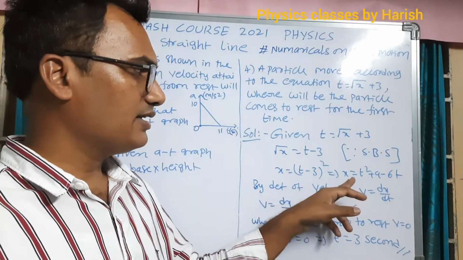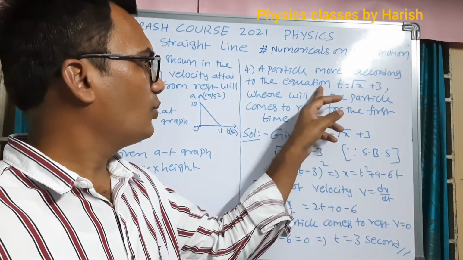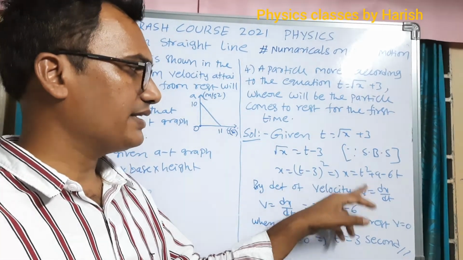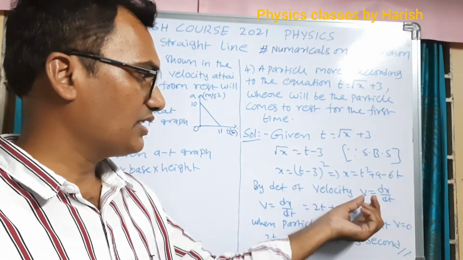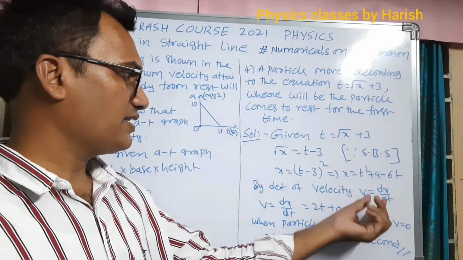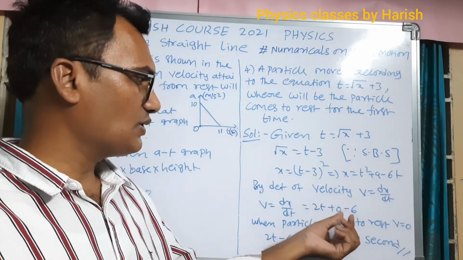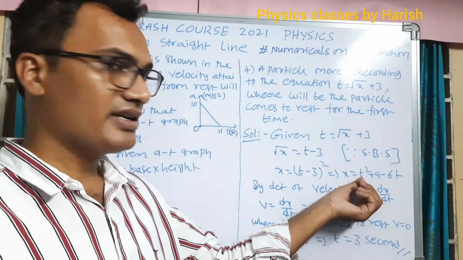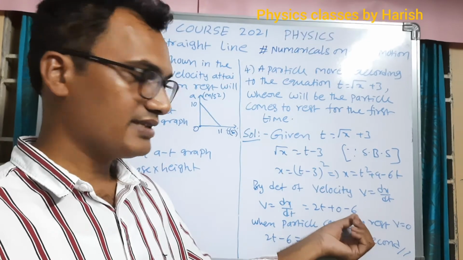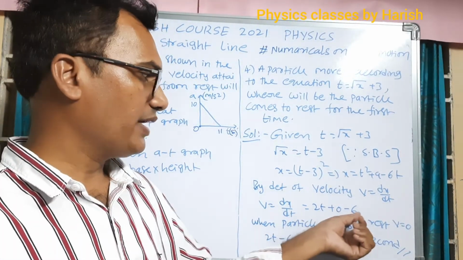As this is the position and time relation, by the definition of velocity, rate of change of displacement is nothing but velocity. v is equal to dx by dt. So differentiation of t square plus 9 minus 6t will be 2t plus 0 minus 6. t square differentiation is 2t, 9 differentiation is 0, and 6t differentiation is 6. So then v is equal to 2t plus 0 minus 6.